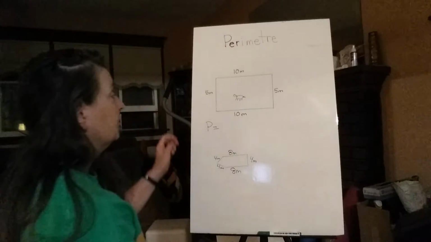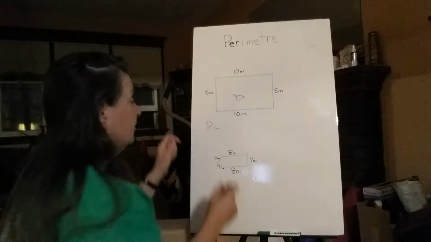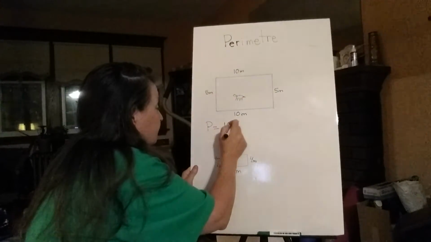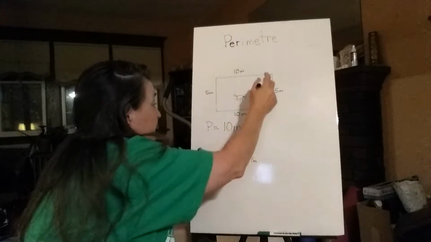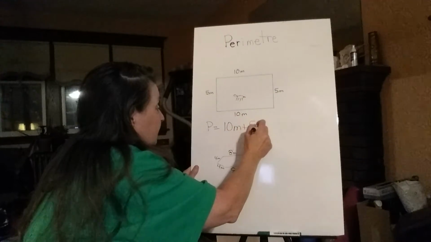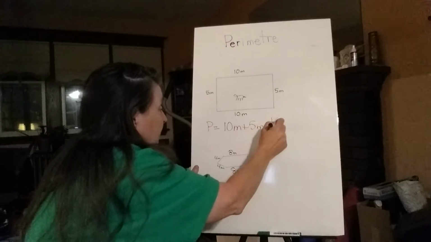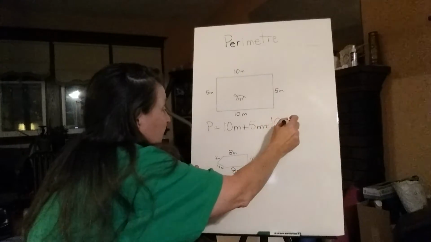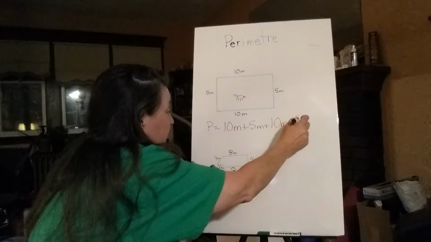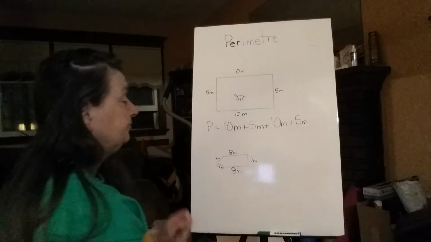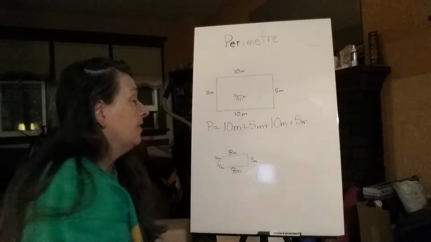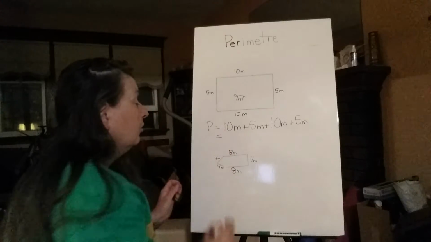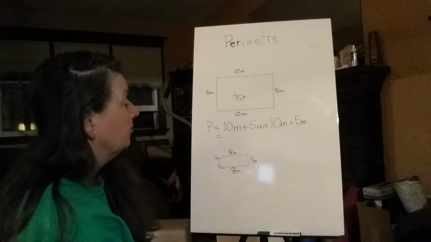The perimeter equals 10 meters plus 5 meters plus 10 meters plus 5 meters. Then I have to add them all to find out my total.